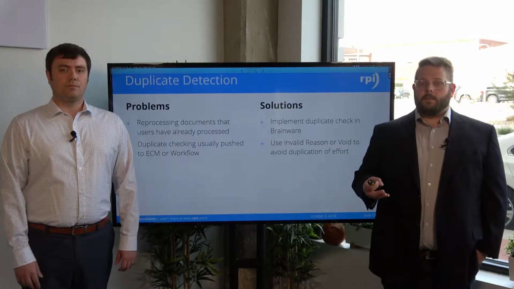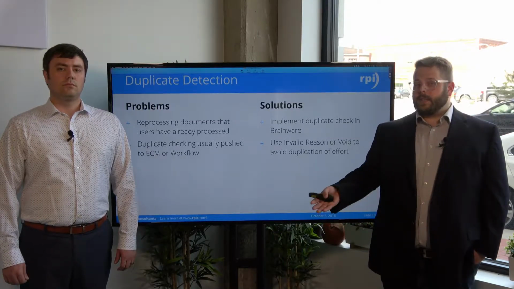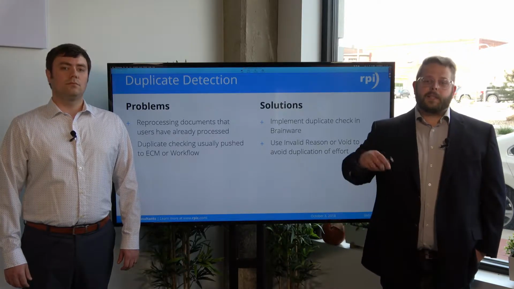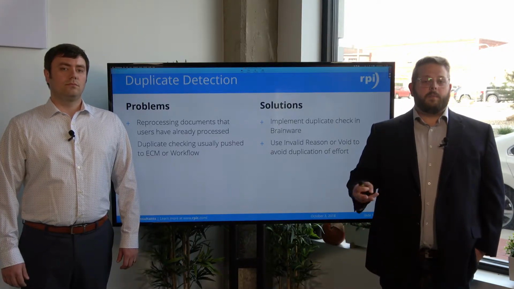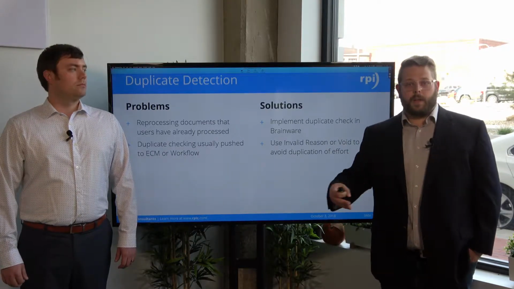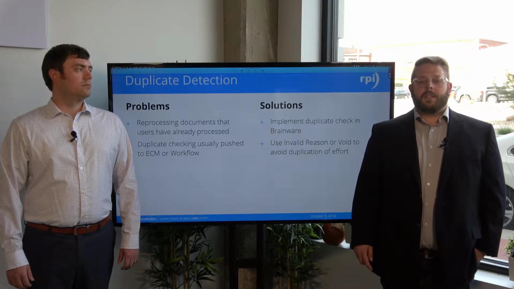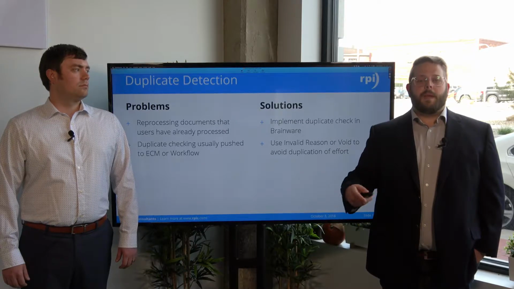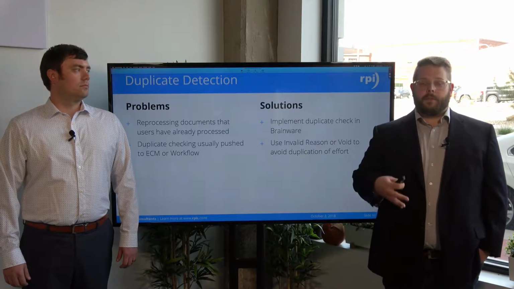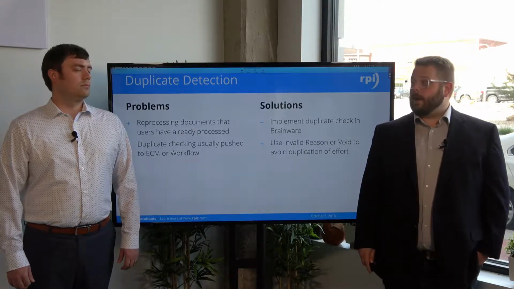Right, and it's commonly believed that this should be something that is configured out of the box, but it actually is a commonly requested thing that we need to build as an enhancement. So we can actually implement a duplicate check in Brainware, and it could be checking against your ERP, your student information system, against your ECM, against your workflow, against any other system where we can check. And present an error to the user saying this may be a duplicate to allow them to use an invalid reason to not have to verify that data or even void the document so that they can just remove it from their processing altogether.